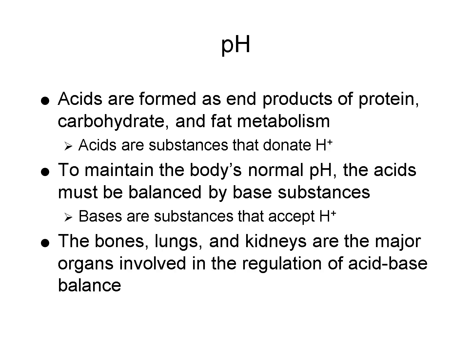Acids are formed as end products of the metabolism of proteins, carbohydrates, and fats. Acids are substances that donate hydrogen ions, or H+. To maintain the body's normal pH, these acids must be balanced by bases, which are substances that accept hydrogen ions. The bones, lungs, and kidneys work together as the major organs responsible for regulating acid-base balance, helping to keep the internal environment stable despite continuous metabolic activity.